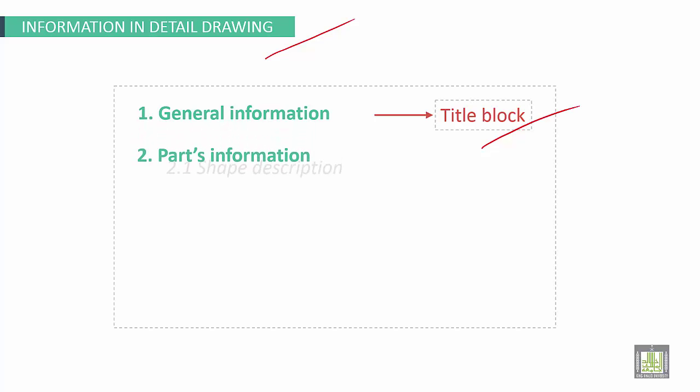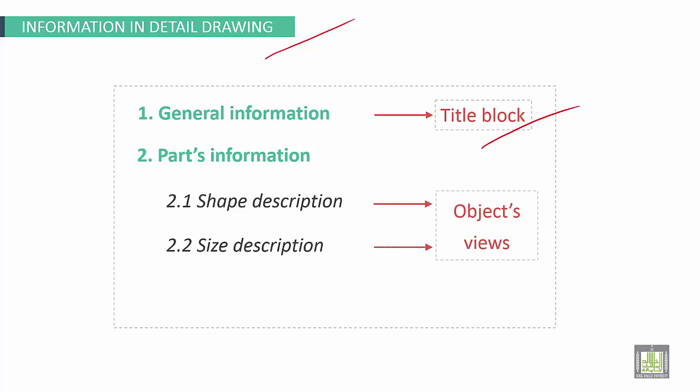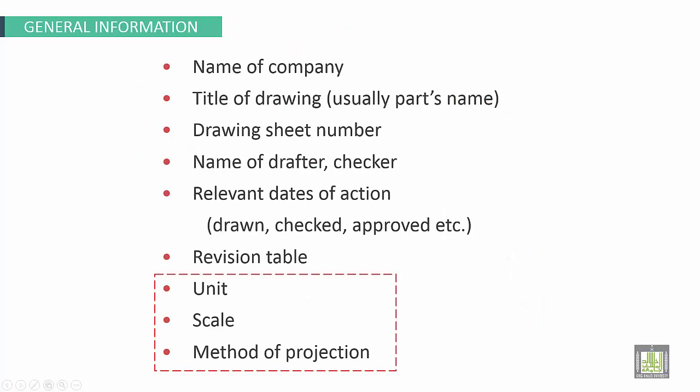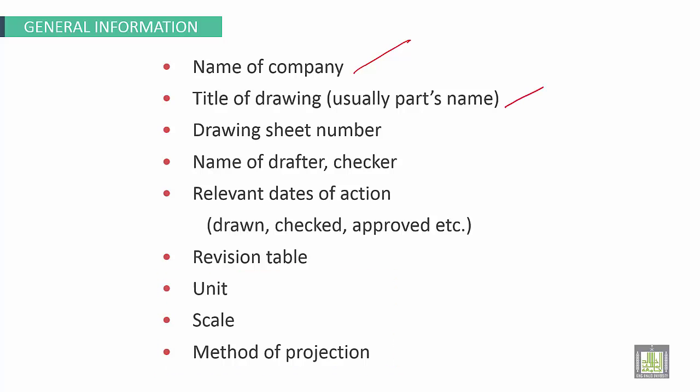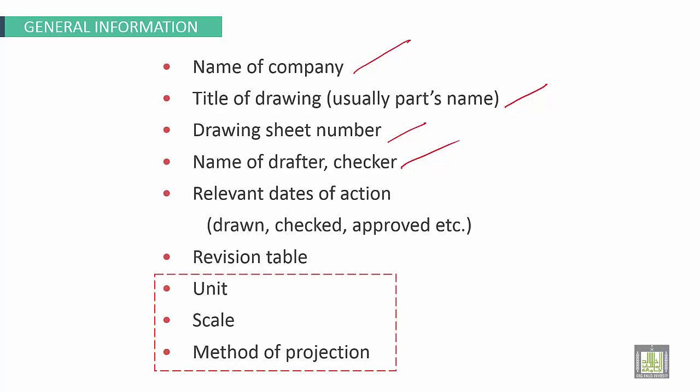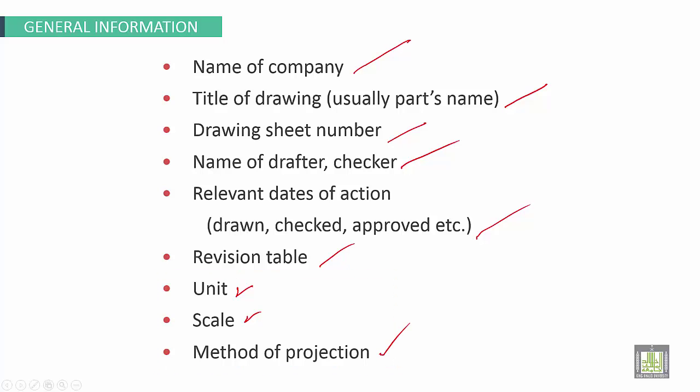Second, parts information. We have shape description, size description, both in object views, and specifications. These are notes. As general information, we have name of company, title of a drawing, usually part name, drawing sheet number, name of drafter or checker, relevant dates of action: drawn, checked, approved, etc., revision table, unit, scale, method of projection.